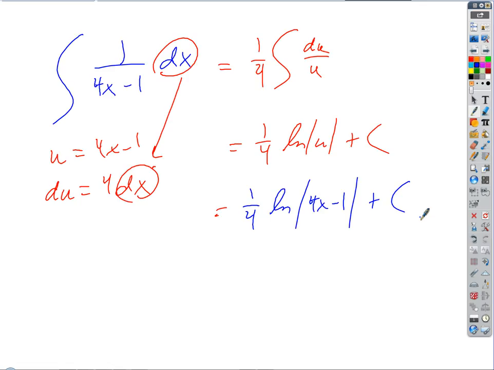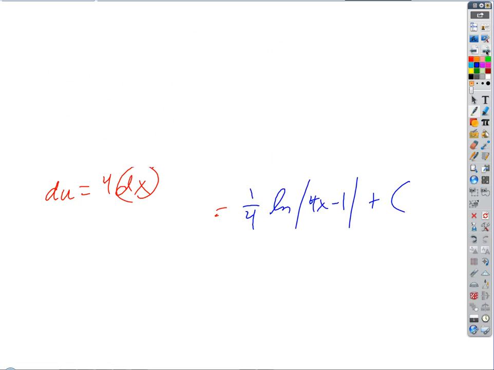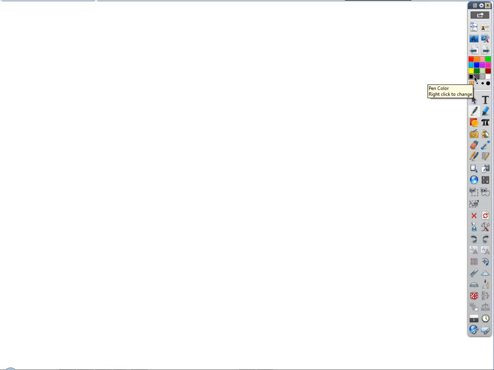Okay, what else can we do? Let's do a definite integral. What if we want to find the area under the curve x over x squared plus 1 as x goes from 0 to 3?